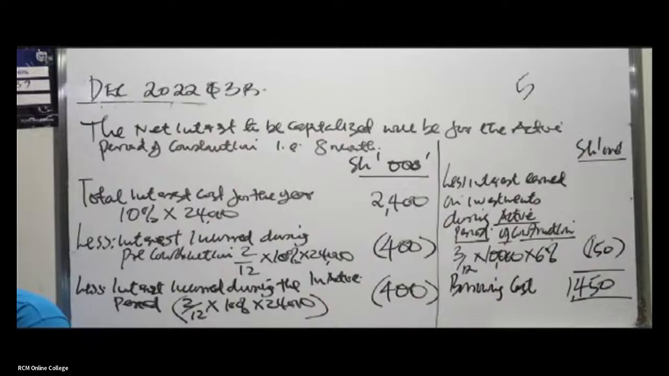So the pre-construction interest incurred, and the interest during the dormancy period, will be accounted for as finance cost or interest expense in the income statement by the end of the financial year.